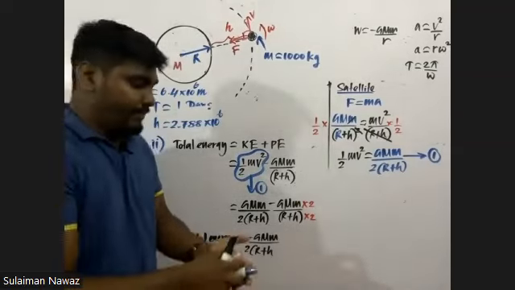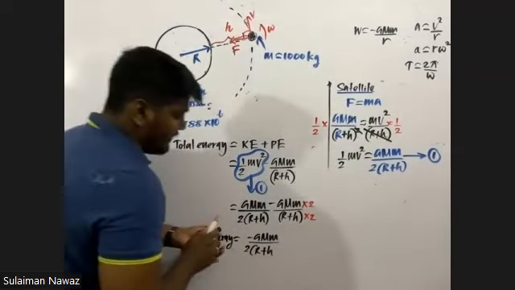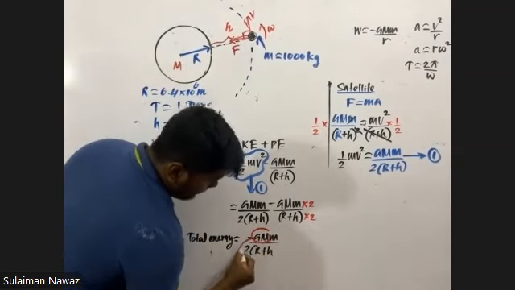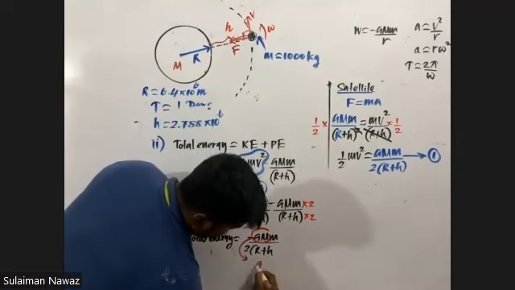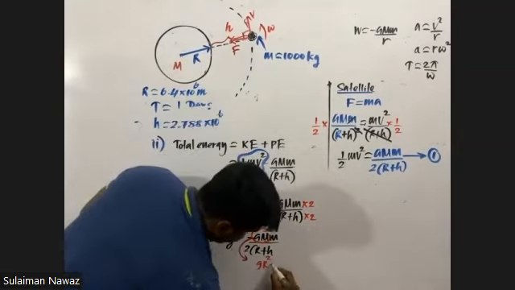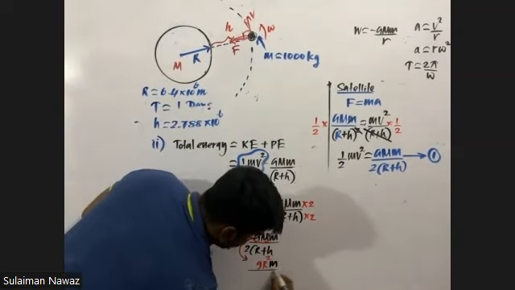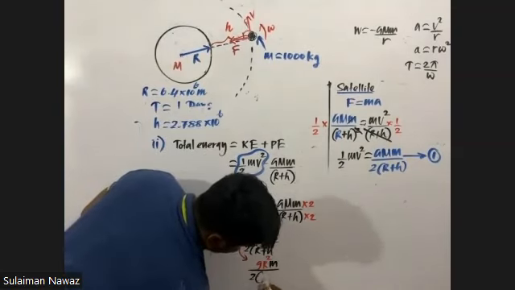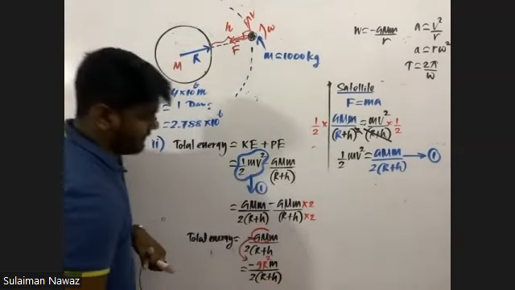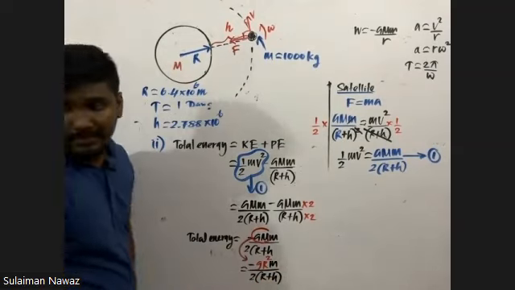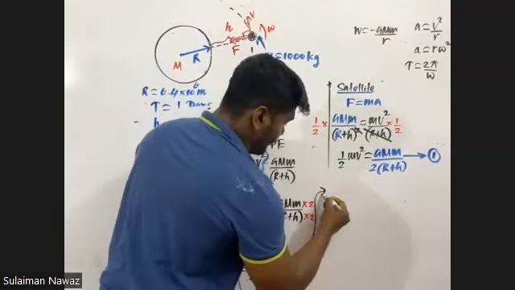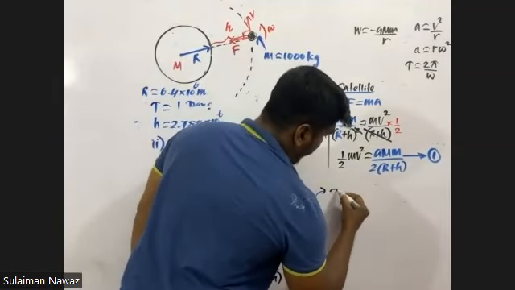Now G capital M we can replace by small g capital R squared, small m over 2 times R plus small h, minus. That is your total energy. Now substitute. If I bring this one here, then you are getting total energy.